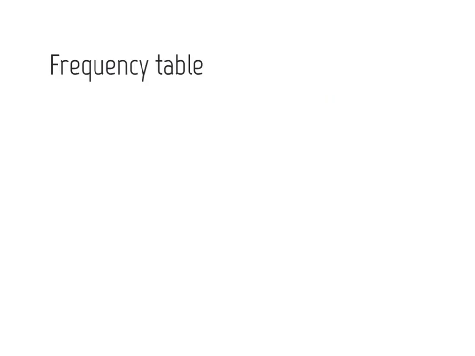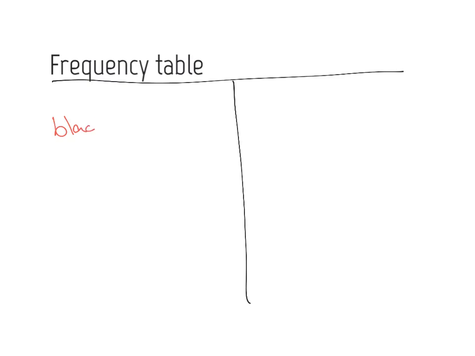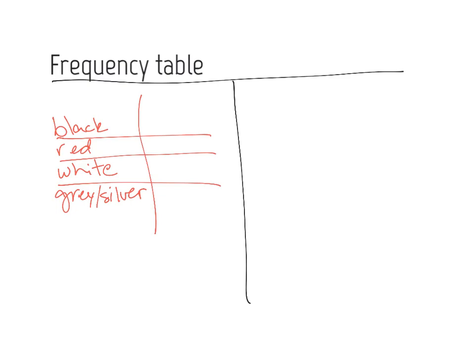And we're actually going to do 2 different examples of a frequency table. Let's say you decide to go and count the number of cars that go by your house and what color they are. So you start watching the cars go by, and you see black cars, red cars, white cars, and gray or silver. We'll put these 2 together. Okay, so you start with this. This is the color of the car, and this is going to be how many you see.